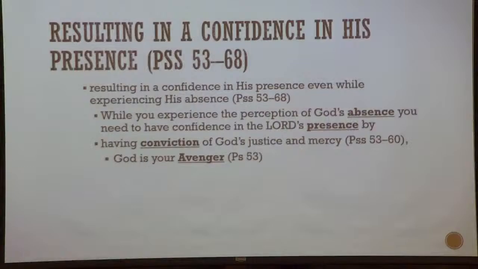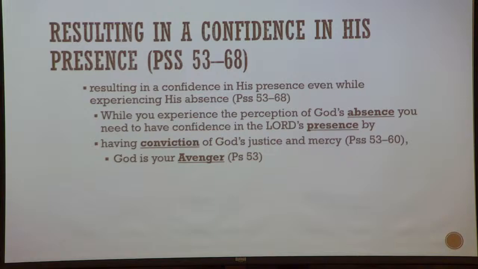This has some of those themes from this section, resulting in a confidence in his presence, even while experiencing his absence. We'll see this in 53 through 68. So while you experience the perception of God's absence, you need to have confidence in the Lord's presence by first having conviction of God's justice and God's mercy.